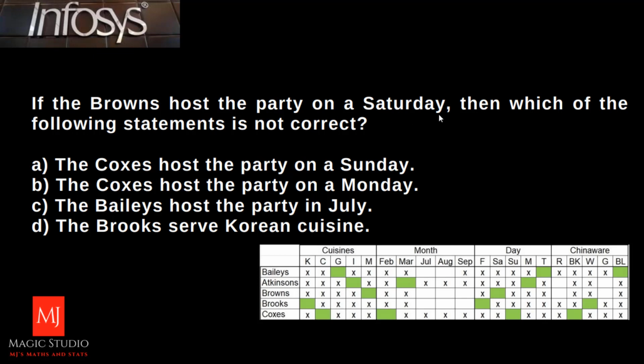For the second set of question, if the Browns host the party on Saturday, which we have considered, then which of the following statement is not correct? Cox's on Sunday is correct. Cox's host party on Monday obviously is not correct. Bailey's in July, we can use it. And Brooks serves Korean cuisine is correct. So out of these, when the Coxes are hosting party on Sunday, obviously Coxes are not hosting party on Monday. It is definitely not correct. We'll go with option B.